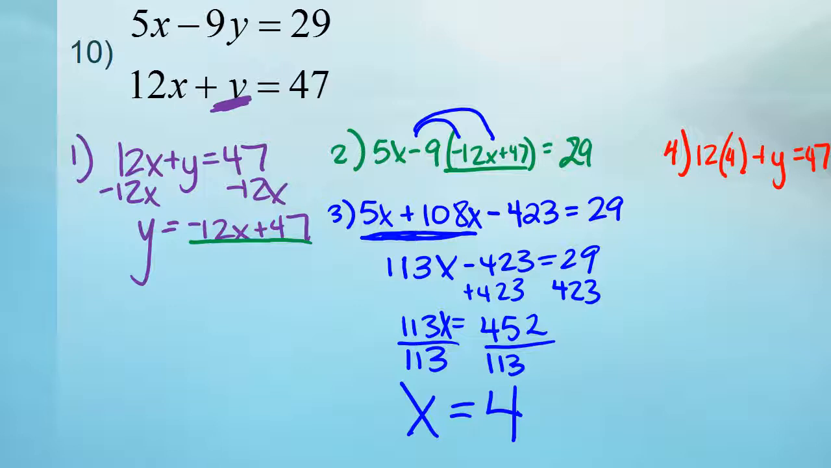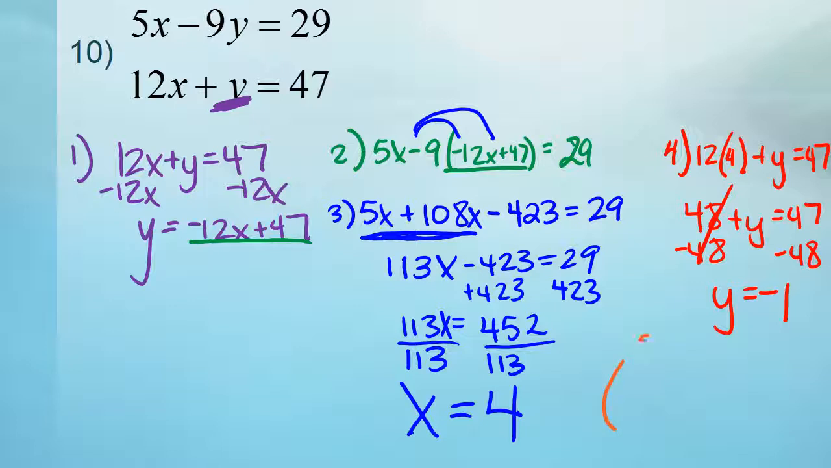I need to solve for y, so I'm going to take 12 times 4 first, which gets me to 48. I want to get y by itself, so I'm going to subtract 48 from both sides. That leaves me with y equals, what is 47 minus 48? Negative 1. So as we take a look, we got a nice clean answer that I want to write in coordinate form. That's your step 5. My x value is 4, my y value is -1.